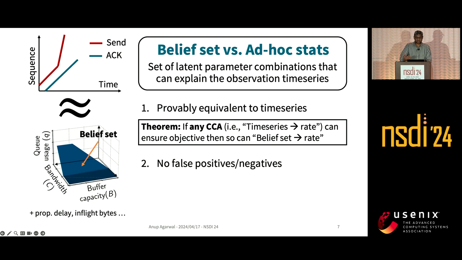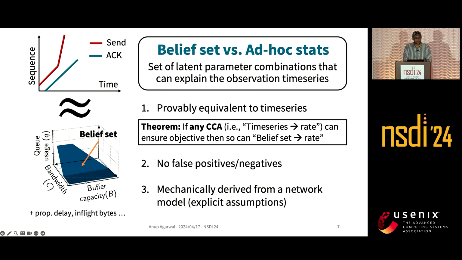Second, the belief set gives an accurate characterization of the network conditions. It does not overlook network conditions and disambiguates between explanations as much as possible. Third, we don't make any ad hoc decisions when we're computing this belief set. We mechanically derive it from a model of a network where we explicitly state any assumptions we make about the network. And so before I exactly describe what assumptions we make and how this mechanical derivation works, I want to describe what the belief set buys us.